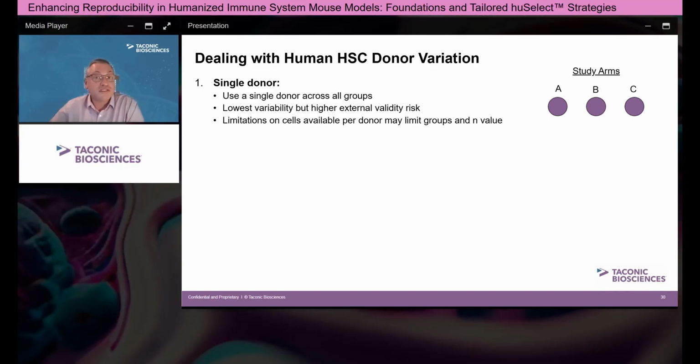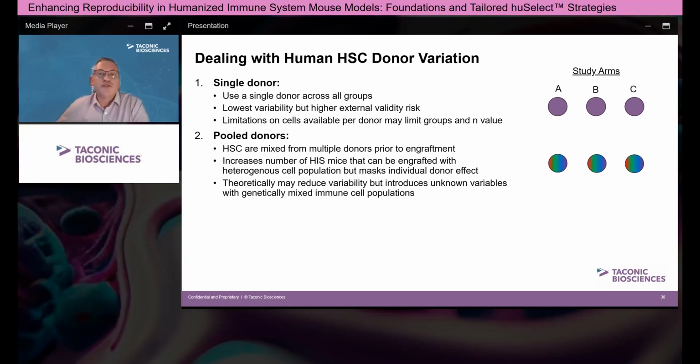Now, of course, this does require that you're starting with a sufficient number of stem cells. They're a limited resource to support all engraftments for your needed studies. Although this has low variability, there is a risk that what you're seeing is inherent only to that one specific donor, and this might potentially raise external validity concerns for your studies. Is it reproducible across multiple donors?